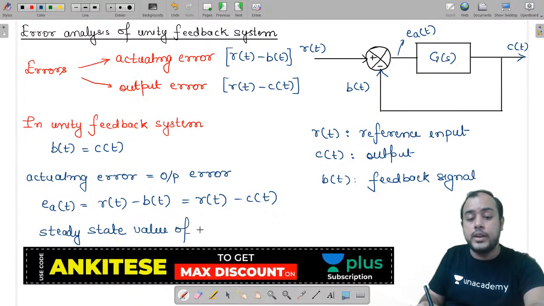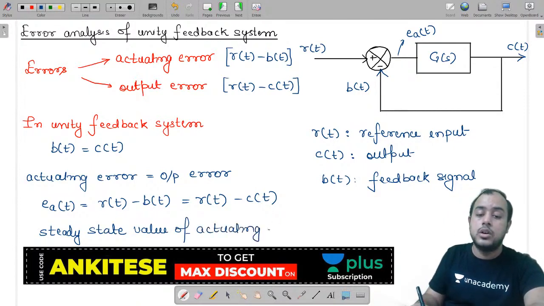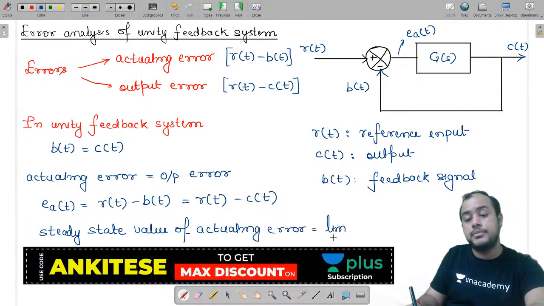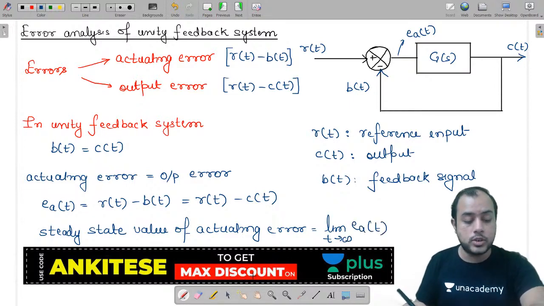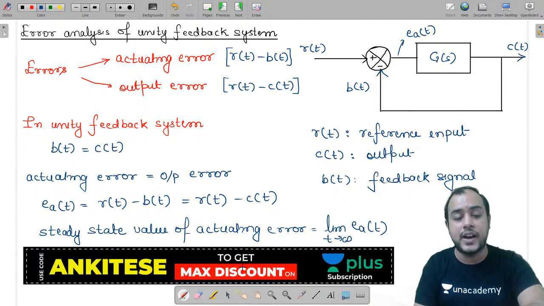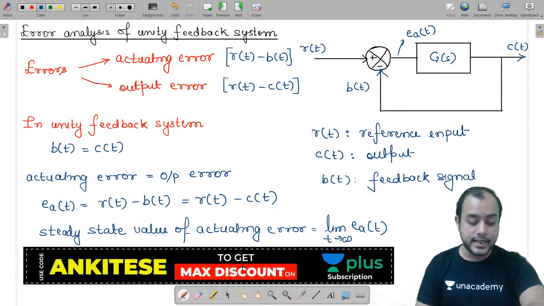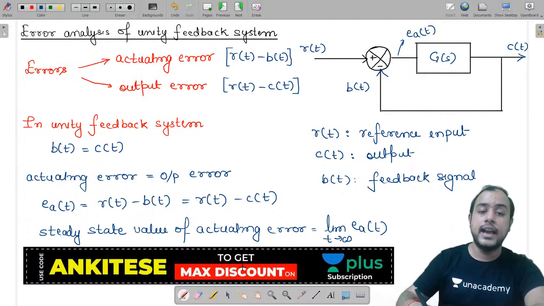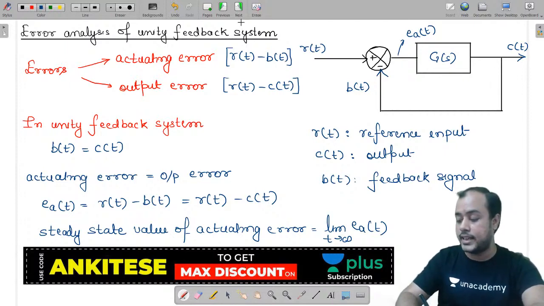Now the steady state value of actuating error is limiting t tending to infinity e_A(t). Okay, limiting t tending to infinity e_A(t). That is, if you find the value of the error at infinite time, that is the steady state value. That is the steady state value of the actuating error.